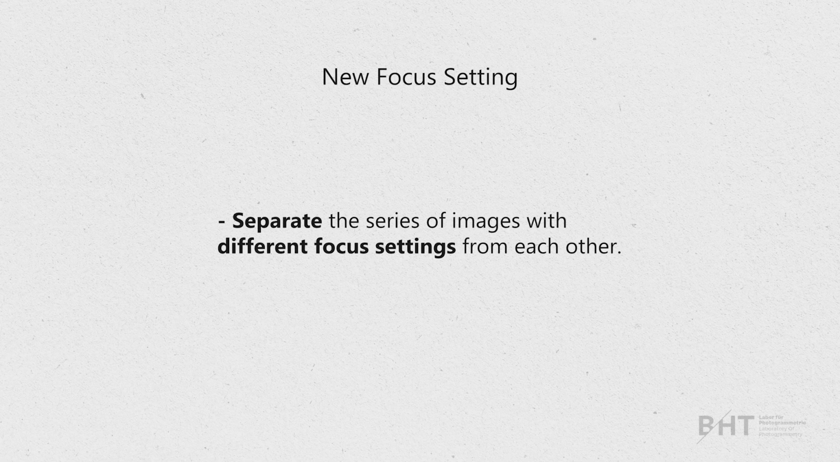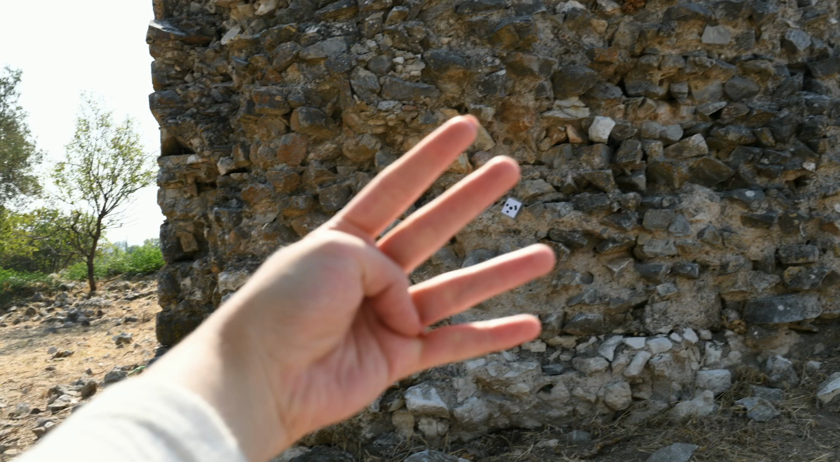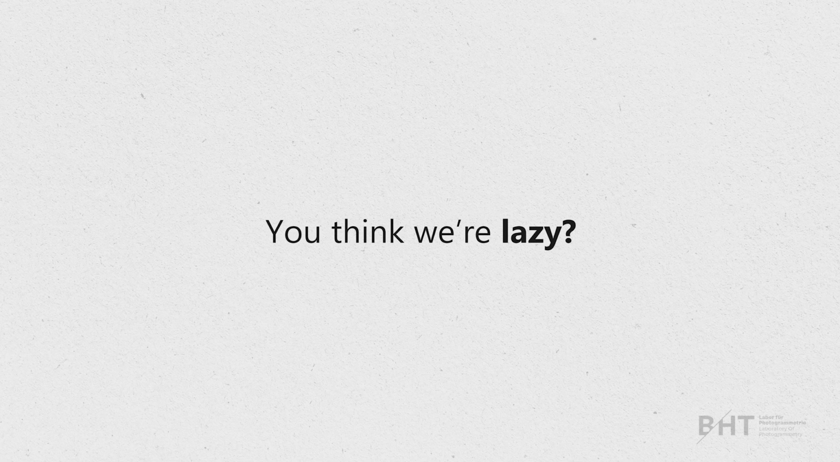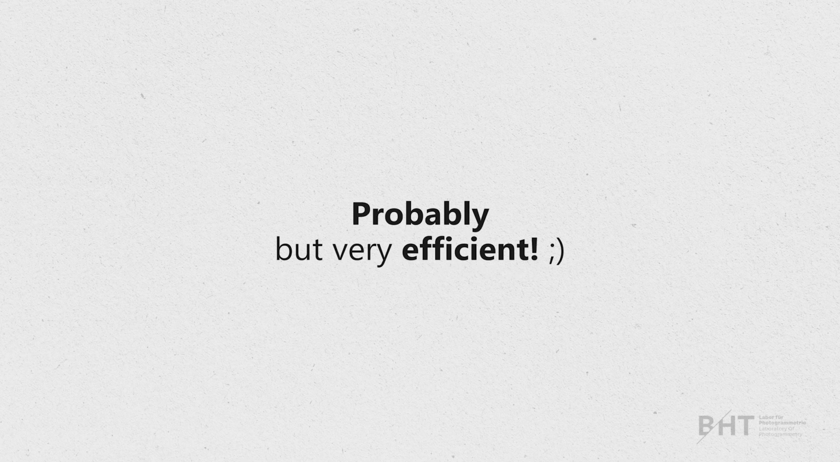So if we have changed the focus and want to start a new series, we take a photo of our hand or of the sky. This gives a clear signal that a new series begins with a new focus. By doing so, we save ourselves the trouble of noting the image number or whatever. You think we are lazy? Probably, but very efficient.